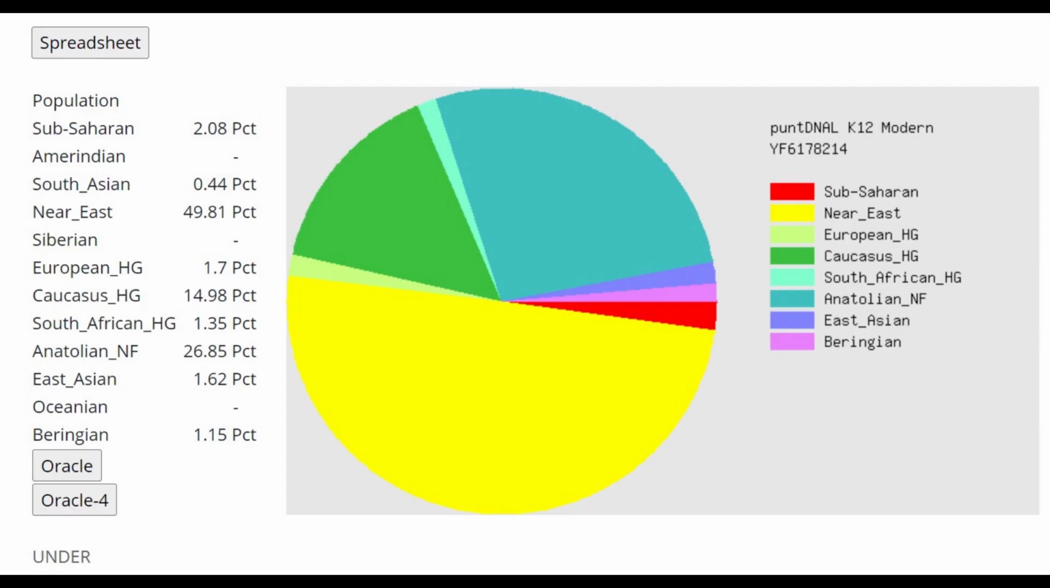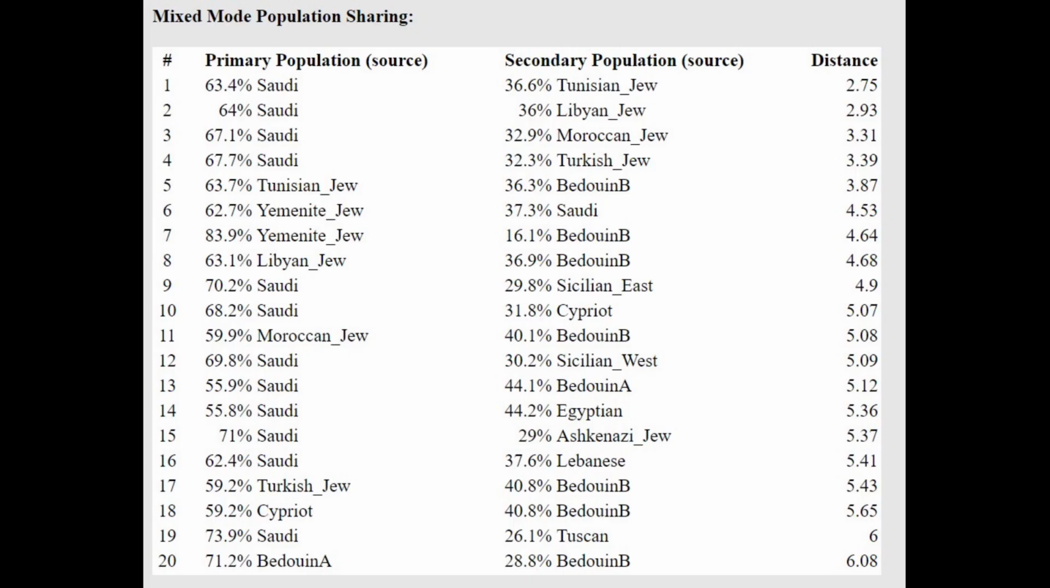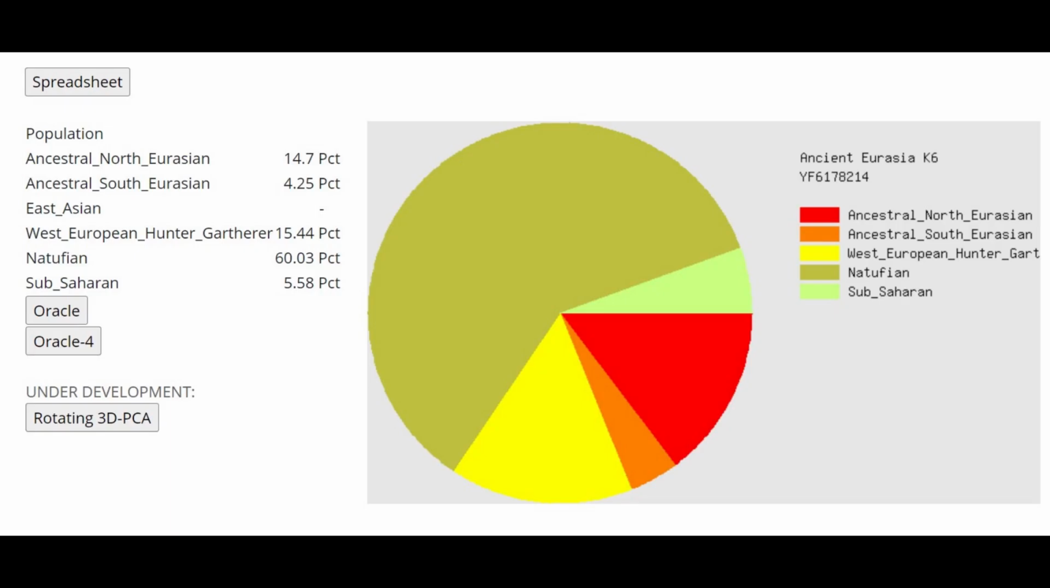And we see this with PuntDNA L K12 as well, 1.7% European hunter-gatherer. So he does have the European hunter-gatherer component. Somewhere down his lineage, there was a European hunter-gatherer. And with the Oracle, he is getting modeled as a mixture of Saudi plus Tunisian Jew. Basically a mixture of Saudi plus some kind of Levant, but still very peninsular in the result.